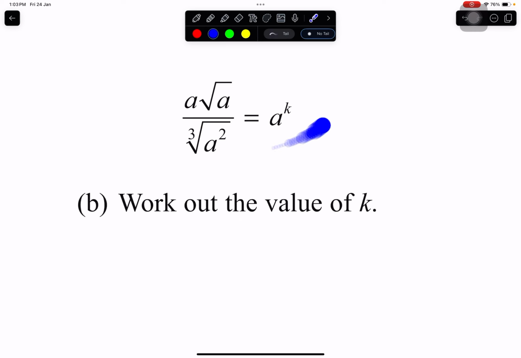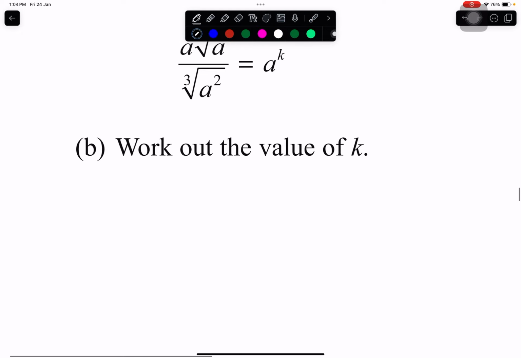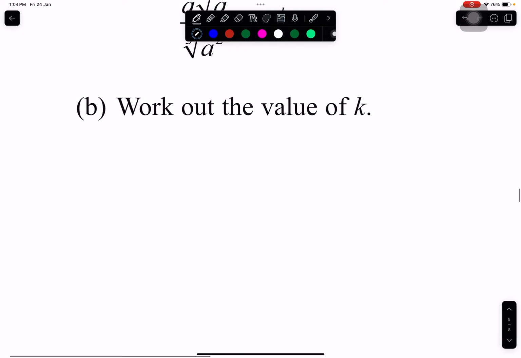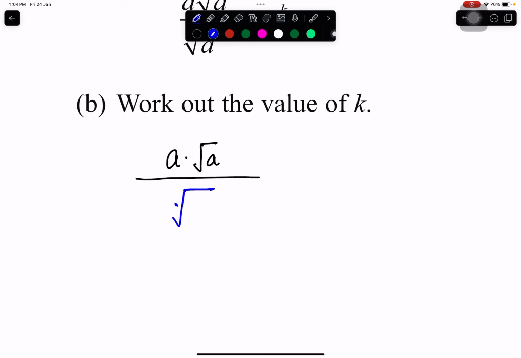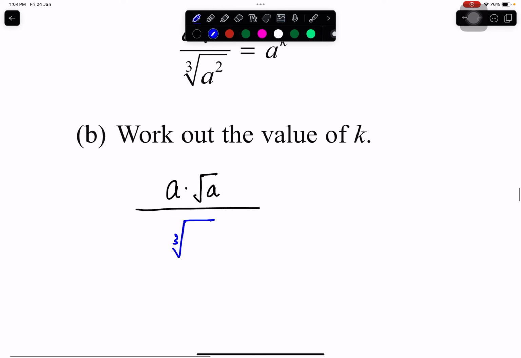This one's a little bit tricky because you see, there are no numbers available, right? So let's break it down one by one. I copied down the answer first, and I will use different colors. So for the black part, we will have a times square root a divided by the cube root of a squared, which equals a to the power of k.